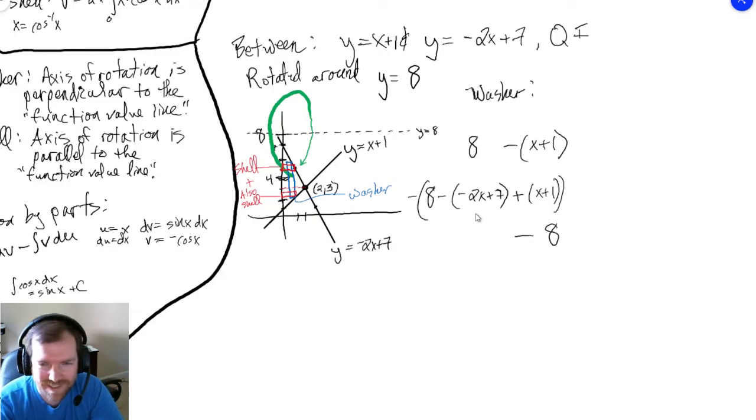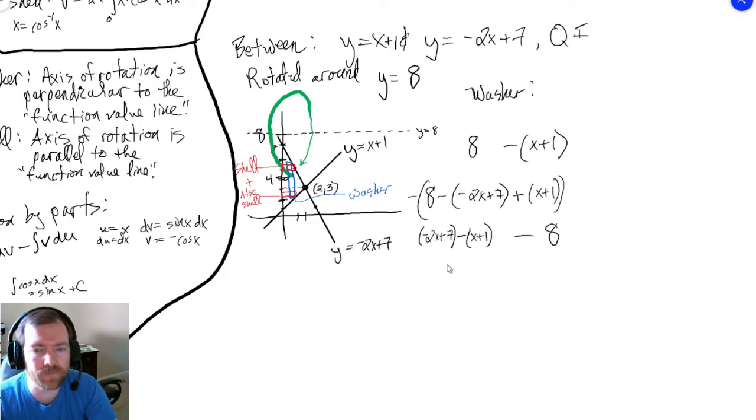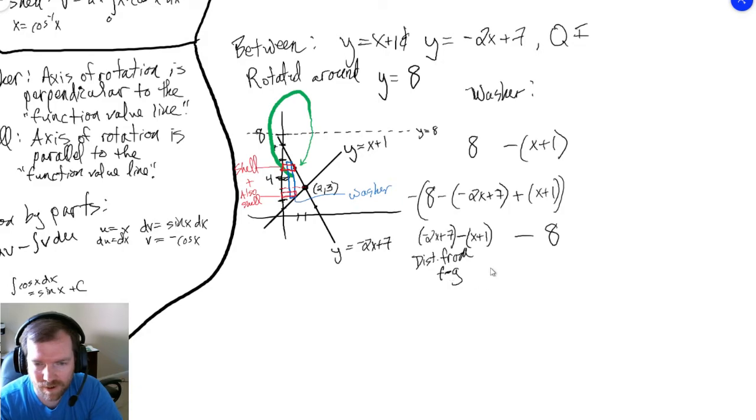Oh man. Alright, this is a double negative here. That makes it, parentheses, negative 2x plus 7 minus x plus 1, minus 8. Alright, so we want the distance from f minus g to 8. That's what we've got here.